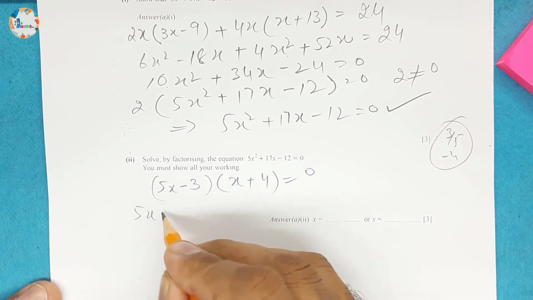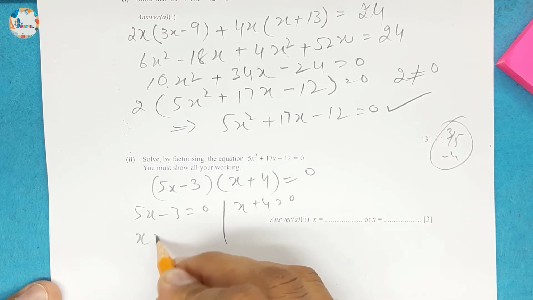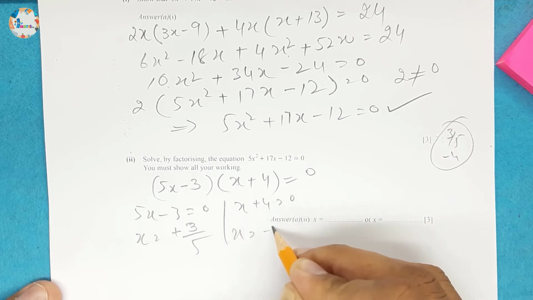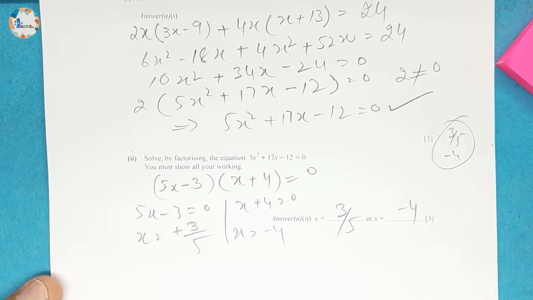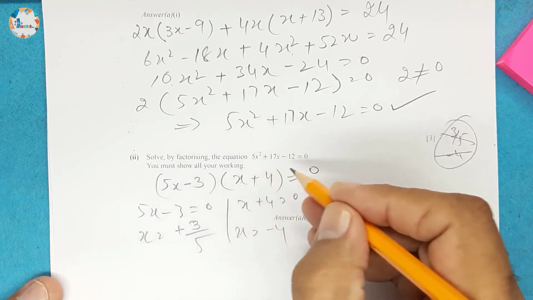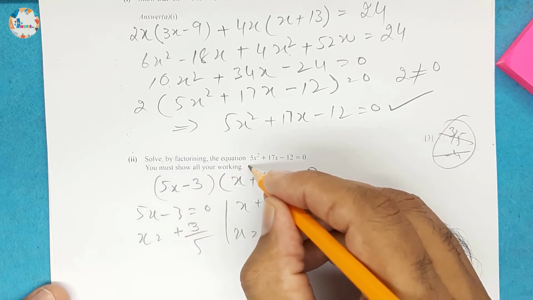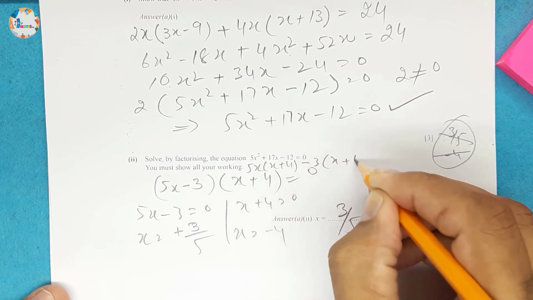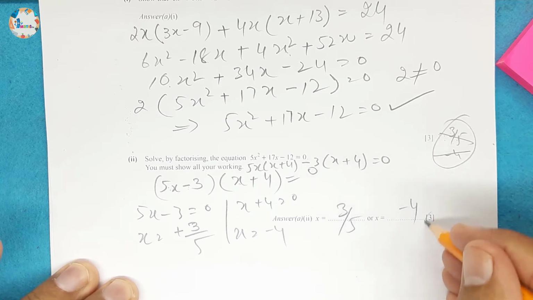So 5x minus 3 is equal to 0, or x plus 4 is equal to 0. So x will be equal to 3 by 5, and x will be equal to minus 4. So 3 by 5 and minus 4, this will be our answer. So this is done. If you want, you can add a step over here and write 5x into x plus 4 minus 3 into x plus 4 is equal to 0. You can add this step, and this will be more than sufficient for a 3 marks question.